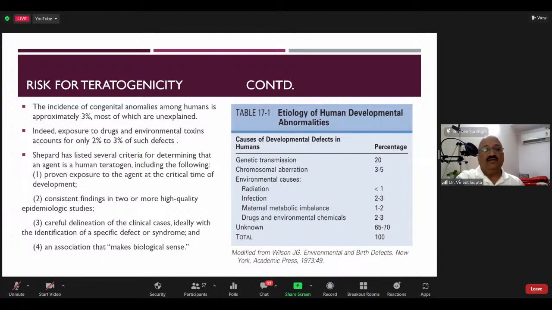1, proven exposure to the agent at the critical time of development. 2, consistent finding in 2 or more high-quality epidemiological studies. 3, careful delineation of the clinical cases, ideally with the identification of a specific defect or syndrome and an association that makes biological sense.